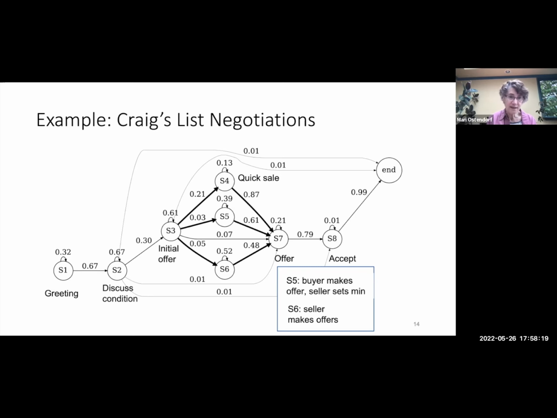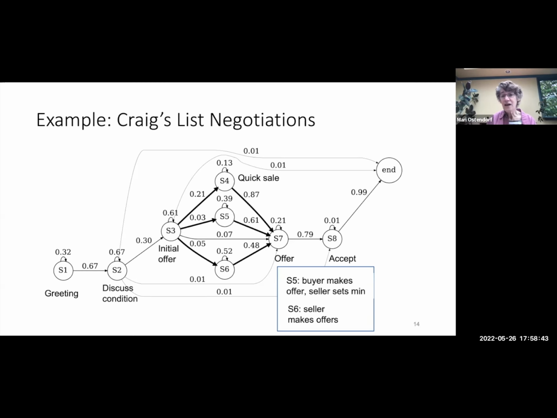buyer wants to know the condition of the item they're buying. And of course, it's always in good condition. Then they make an initial offer, which is always low. But maybe not. And if it's not low, then you've got a quick sale. But then there's a couple other different pathways you could go through.